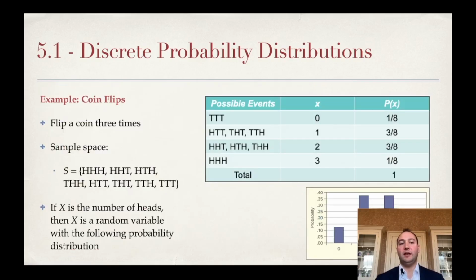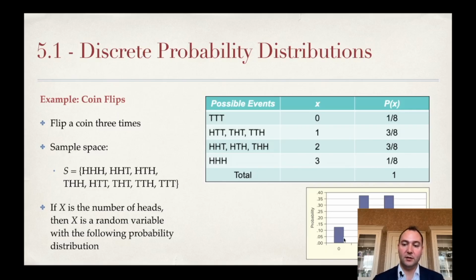Let's say we are flipping a coin. We flip a coin 3 times. What are the possibilities? What is our sample space? Our sample space is all of the possible outcomes that we can get when we flip a coin 3 times in this example. So we could get heads, heads, heads. We could get heads, heads, tails; heads, tails, heads; tails, heads, heads, right? This is the total possibility of all of the outcomes that we can get. So if x is the number of heads, then x is a random variable with the following probability distribution.